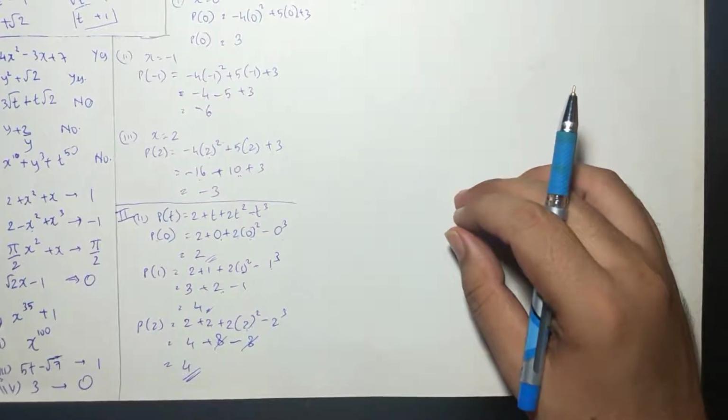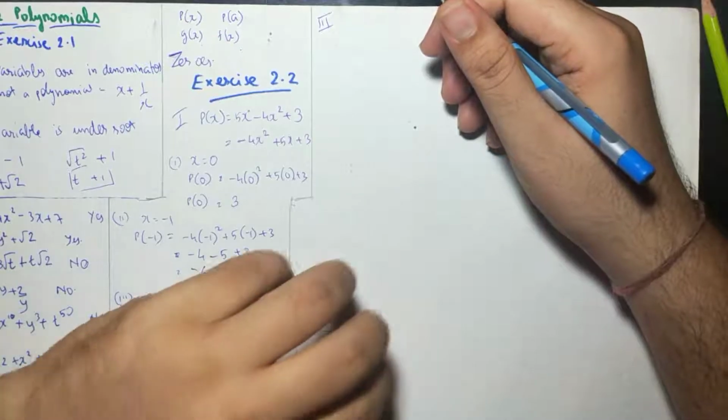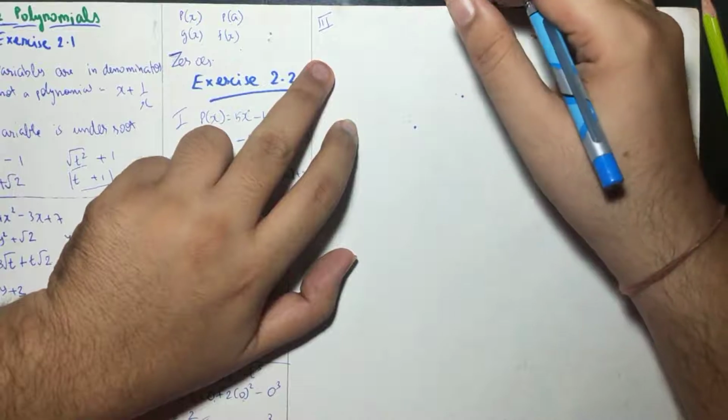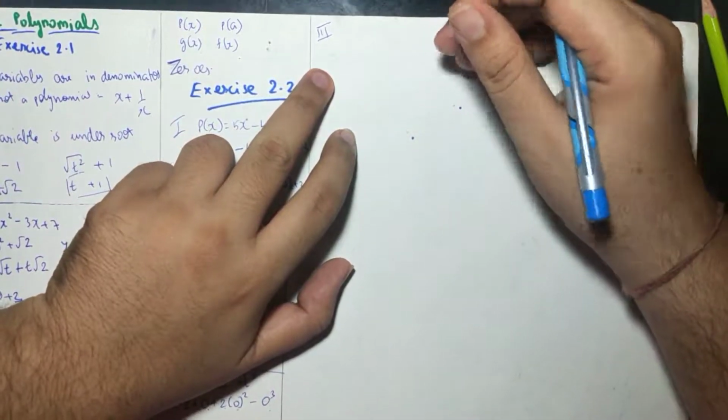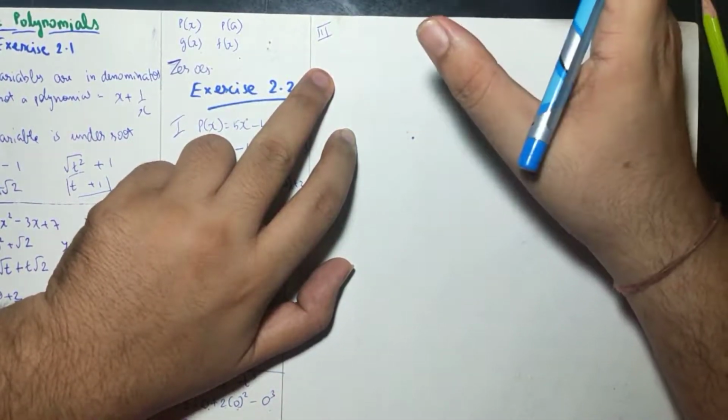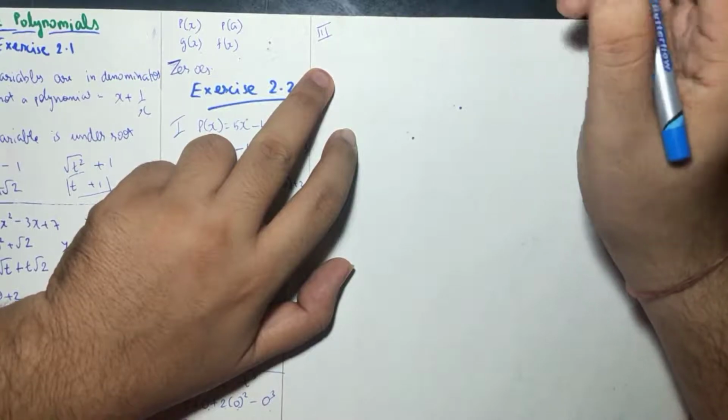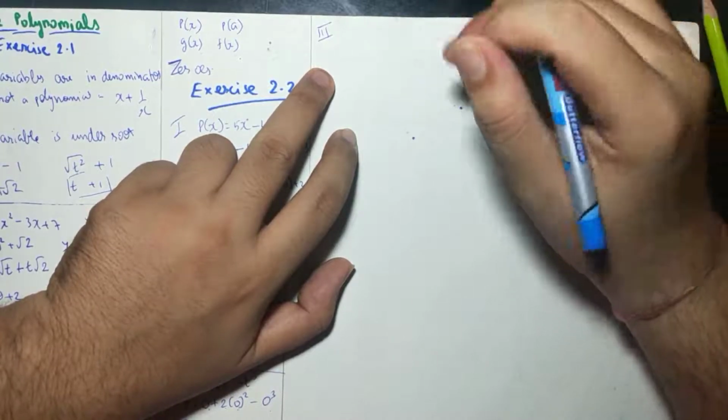Let me proceed towards the third sum. In the third question, they have given us the polynomials, and with the polynomial for each individual sum, they have given us the value of the variable used in that polynomial.